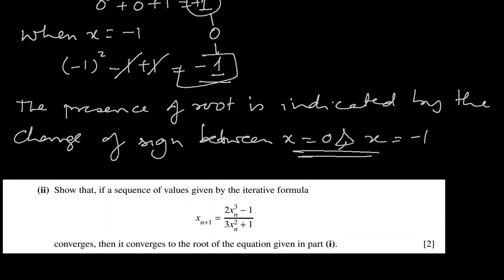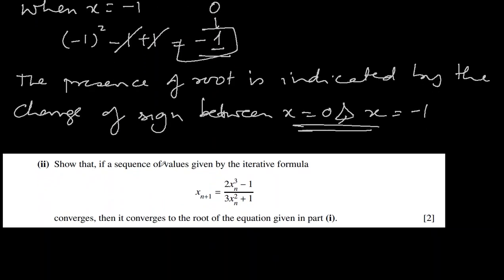Show that if a sequence of values is given by the iterative formula, the given one, it converges to the root of the equation given in part 1. In other words, they're asking us to show that this iterative formula can be converted to the equation we had in part 1. To convert that, x_{n+1} and x_n both become x. And that's how we show that it was that equation which became this one.